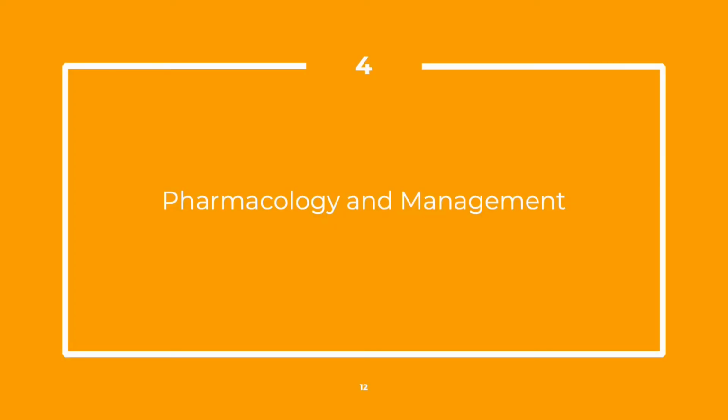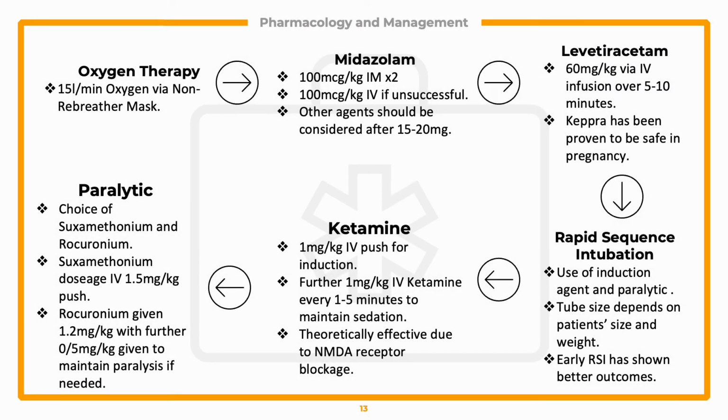So how are we going to treat these patients? Early and aggressive management of these patients is important, as it limits seizure-induced neuronal injury. These neuronal injuries have been identified in animal studies and can be extrapolated to humans, and early management has actually been shown to have better patient outcomes in humans.